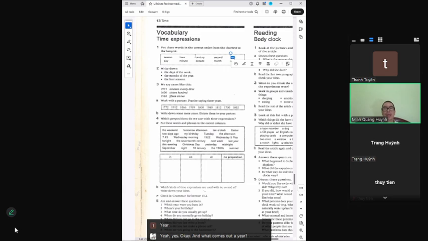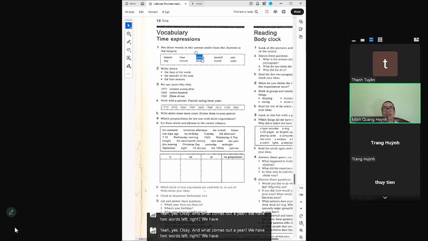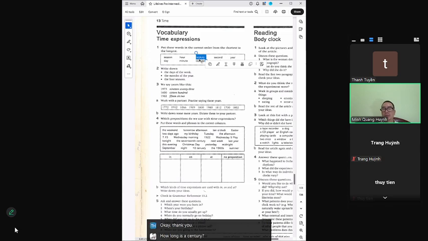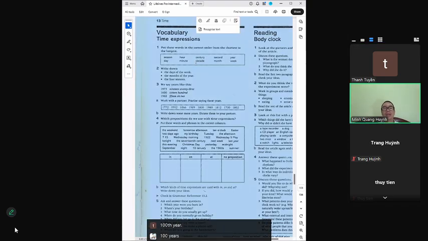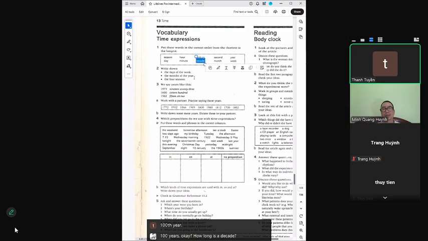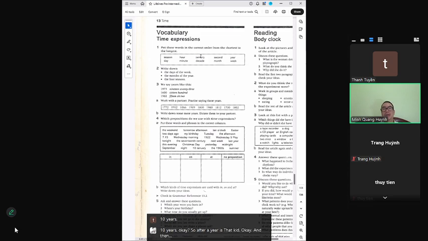We have 2 words left, right? We have century and decade. How long is a century? 100 years, okay. How long is a decade? 10 years, okay. So after year is decade, and then century.